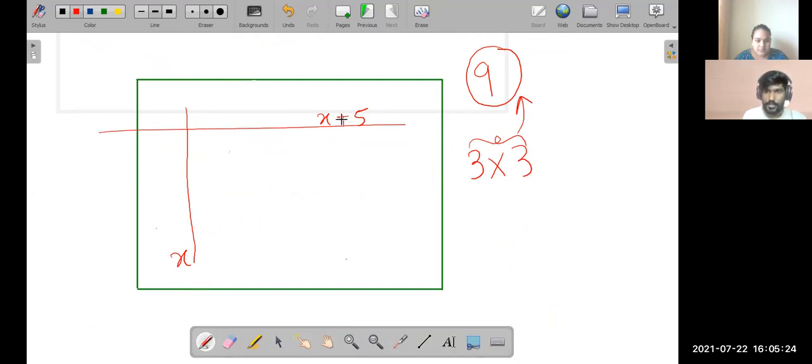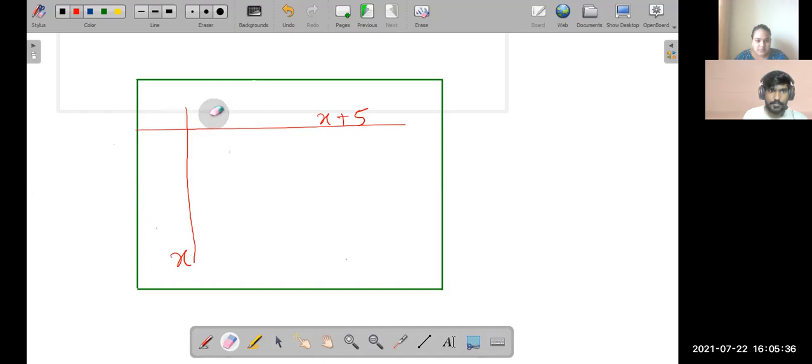Have you understood this? Yes or no? Yeah. So now these are X, and this is X plus 5. So how many trees in the row? X into X plus 5. Yes.